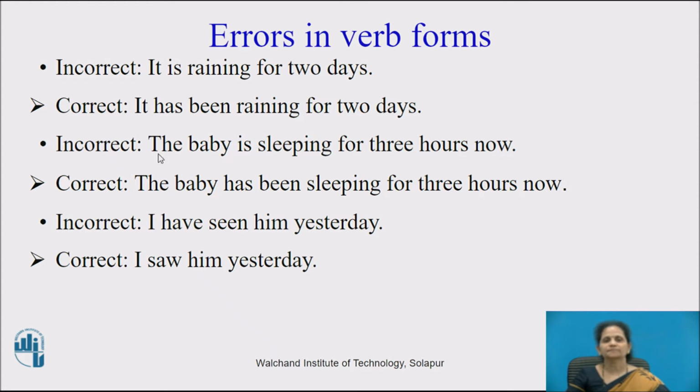The next sentence, "The baby is sleeping for 3 hours now." Here the correct answer is, "The baby has been sleeping for 3 hours now." Whenever we are using since or for, it indicates the present perfect continuous. So, the correct answer is, has been sleeping.